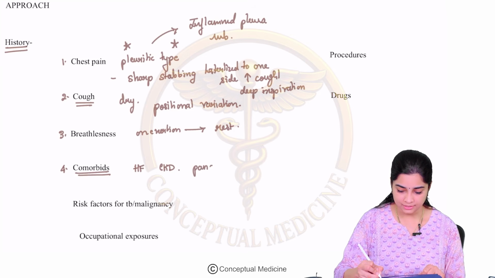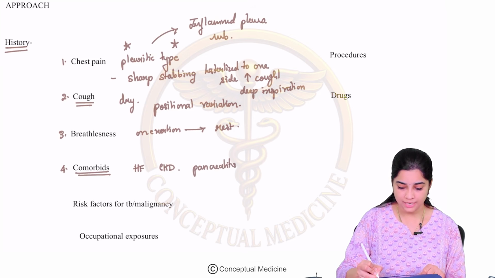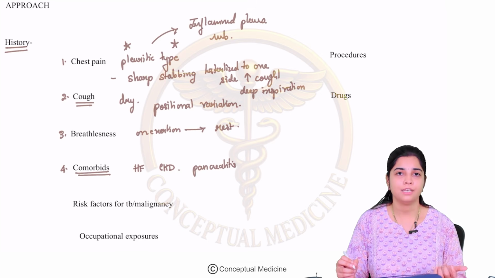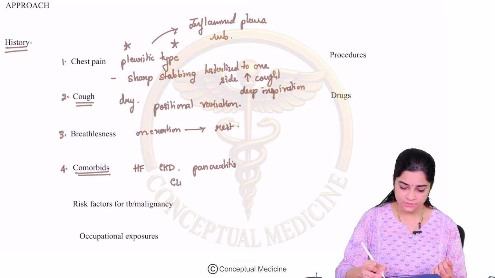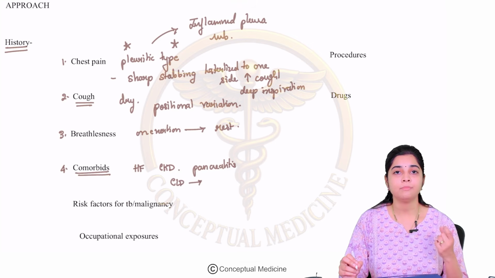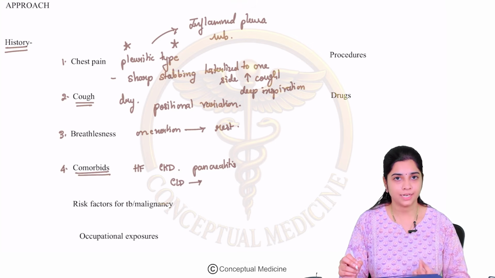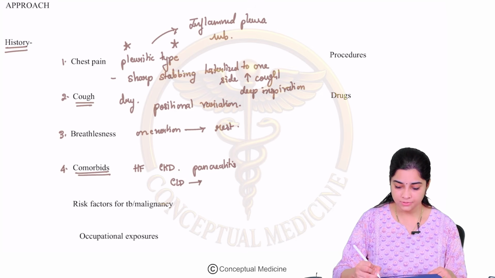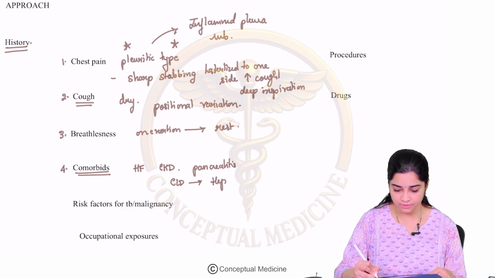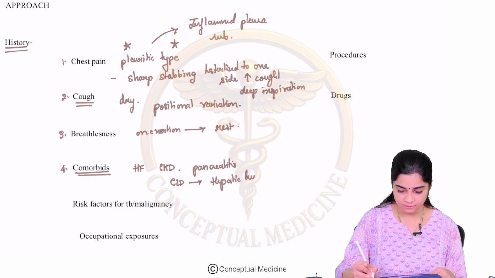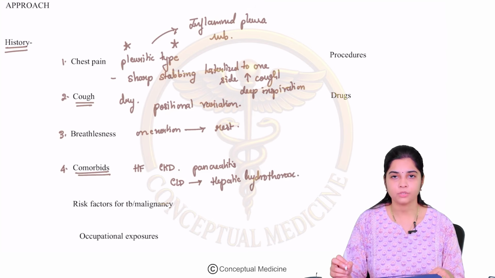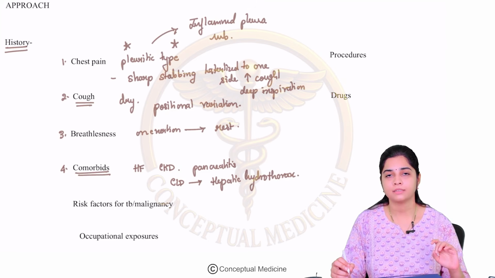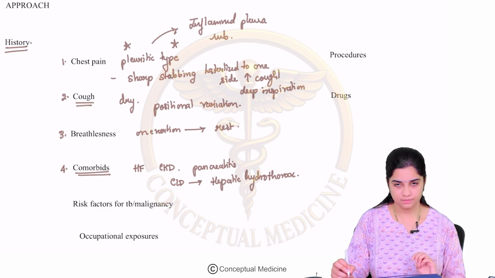Then history of pancreatitis, because pancreatitis in itself can cause left-sided pleural effusions. Then history of CLD, because there can be channels created through the diaphragm from the liver to the pleural space. There can be communicating channels, and hence in CLD patients you can develop a type of effusion which is called hepatic hydrothorax. So these are the various other comorbidities that you want to ask about.